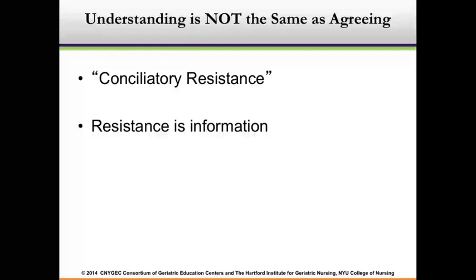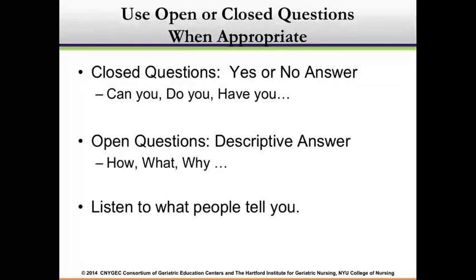And that's where this notion of resistance is not bad. Resistance is a form of information. You will find out what they don't agree with and what they don't want, or what barriers are in the way. So use open and closed questions when appropriate.